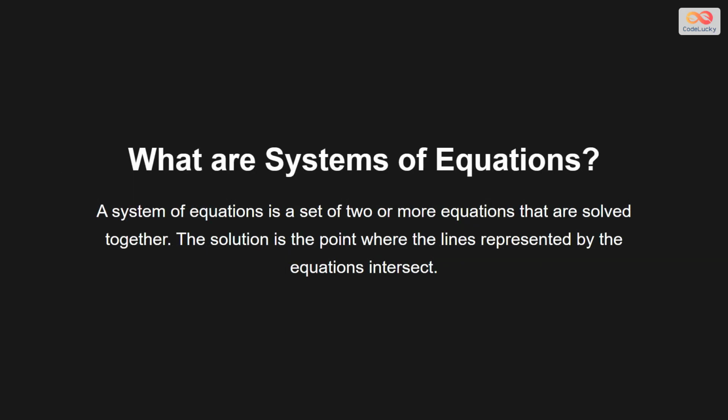First, let's quickly review what a system of equations is. It's simply a collection of two or more equations that we consider at the same time. Finding a solution means finding a value for each variable that makes all of the equations true simultaneously. Graphically, this is the point where the lines of the equations intersect.